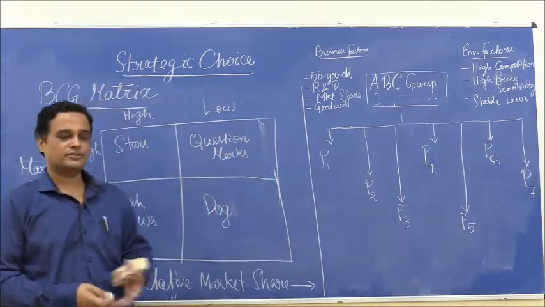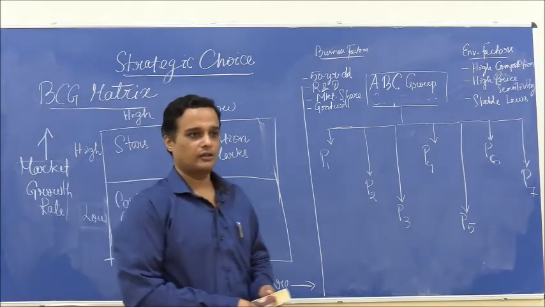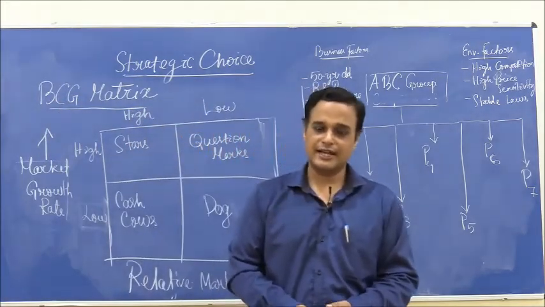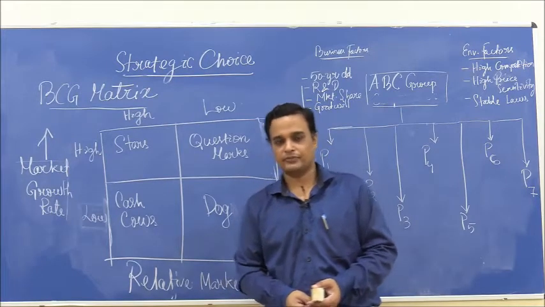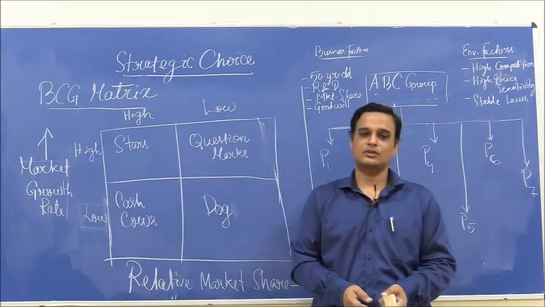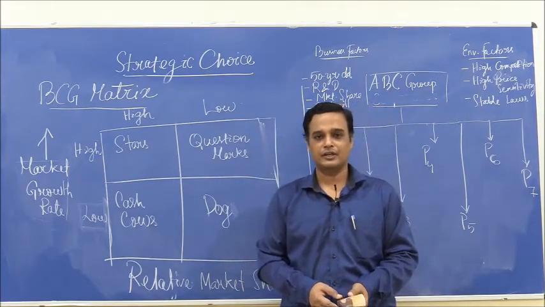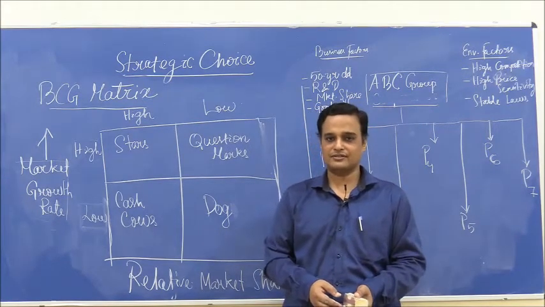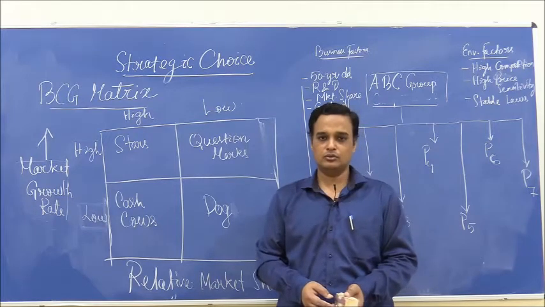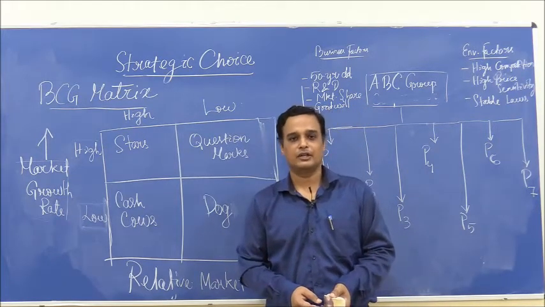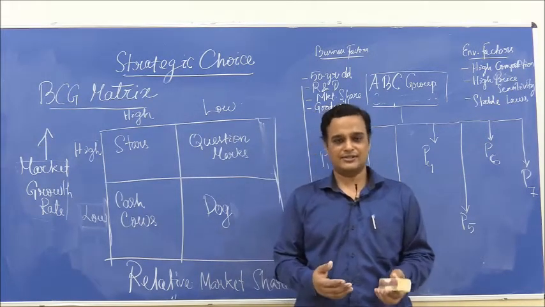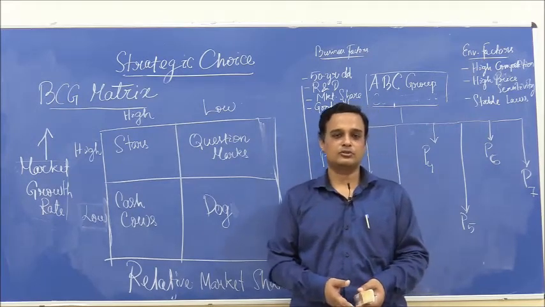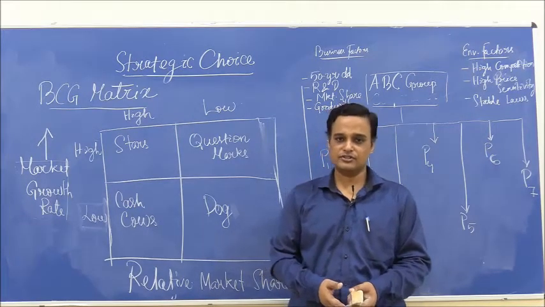We will continue with our discussion of strategic choice, in which we had seen in the last video that there were two parts. One is the gap analysis, the other was portfolio analysis. Today we are going to start with the first tool of portfolio analysis, and that is the most popular tool used to analyze multi-product businesses, which is known as the Boston Consulting Group matrix or BCG matrix.